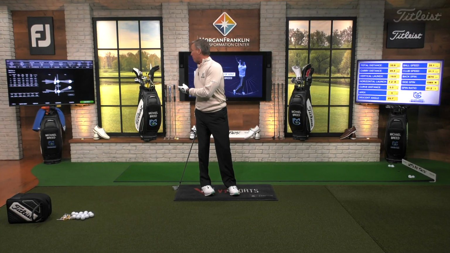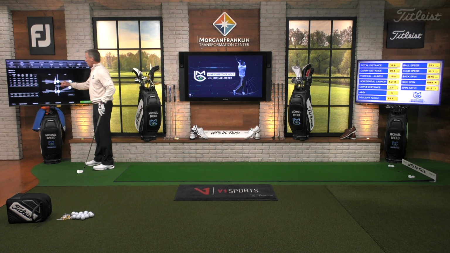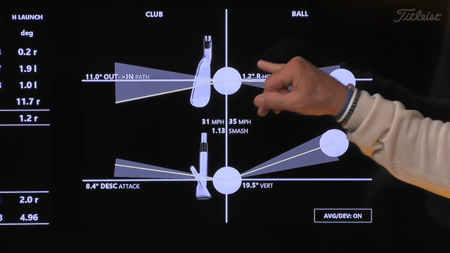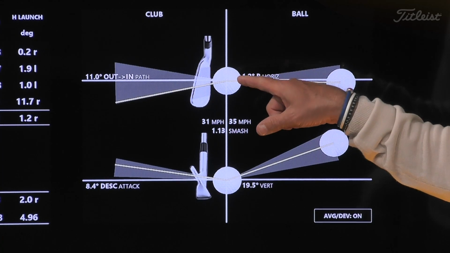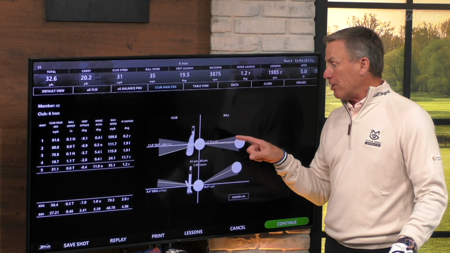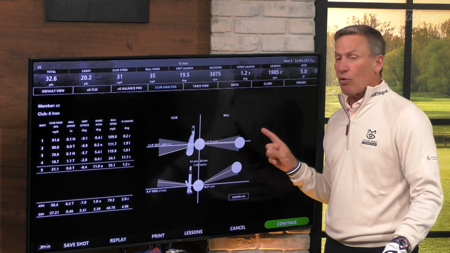So the path on that particular shot, let's come on up here because this is important. So that path was 11 degrees from out to in, but it didn't start 11 degrees to the right. It started 1.2 degrees to the right, which means it went left, the path, but the ball started right. Why?